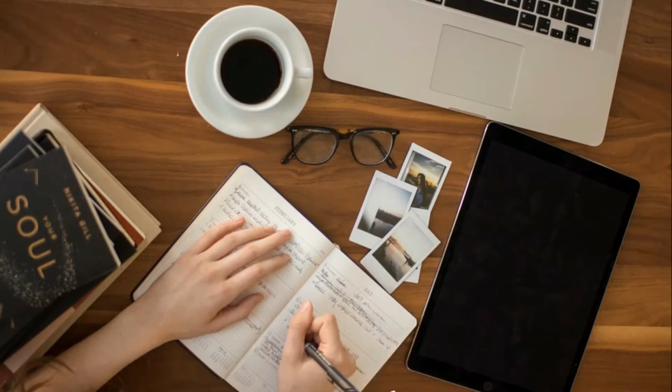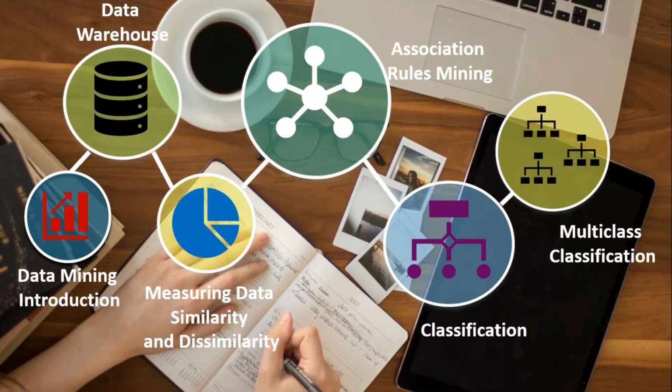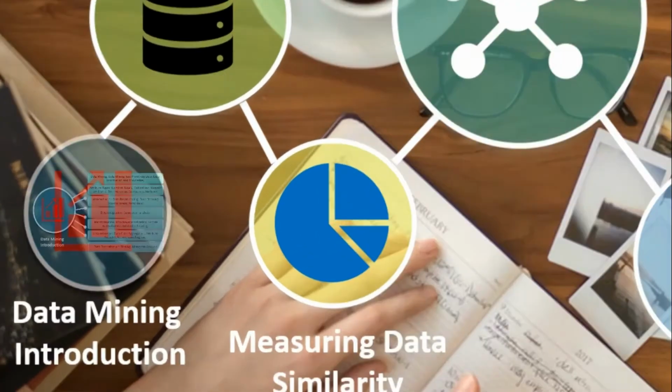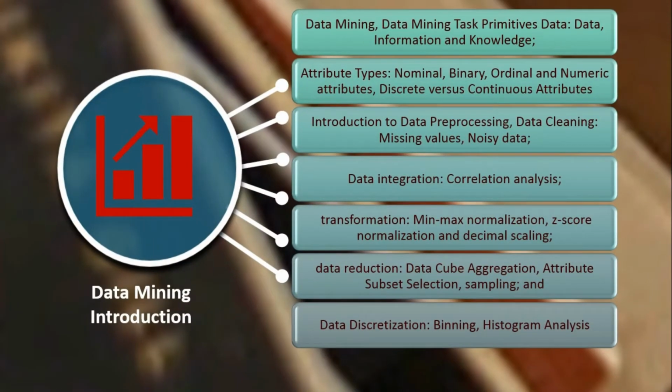In this subject, we have a total of 6 units. The first unit is about data mining and introduction to data mining. It consists of what data mining task primitives are, and different attribute types for storage of your data. What are the different data attribute types? Your data can be name based, binary, ordinal, numeric, or it can have discrete or continuous values. What are the different data pre-processing methods? Different data pre-processing methods consist of data cleaning, data integration, data transformation, data reduction, and data discretization.